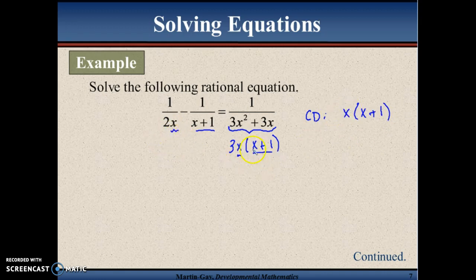And then I've got this 2 and 3. Well, 2 and 3 don't go into each other, so a number that they both go into is 6. So my common denominator is 6x times x plus 1, and everything can go into 6x times x plus 1.